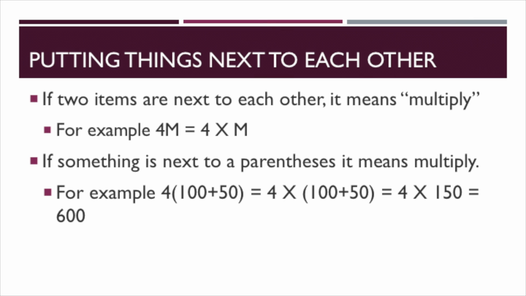Now sometimes you'll see two items next to each other without either a multiplier, parentheses, or a divider, such as if you see 4m. Just know if you see two items next to each other, it means multiply them. So if you see 4m, it means 4 times m. If you see a number next to a parentheses, it means multiply the contents of that parentheses times the number. So if you have, say, 4(100 plus 50), that's 4 times 100 plus 50, which is 4 times 150, or 600.